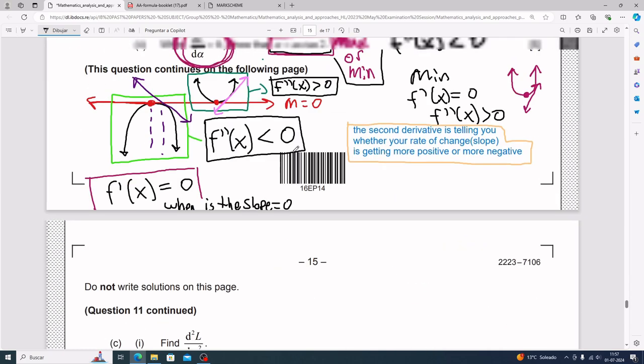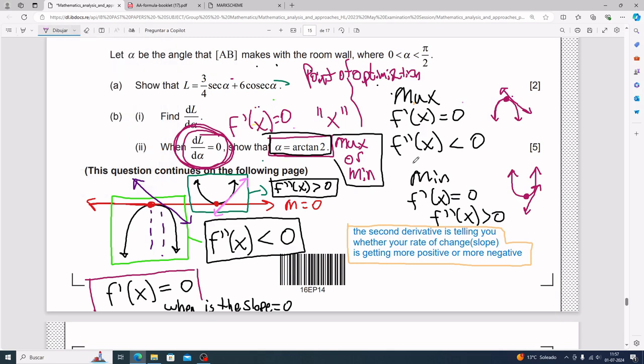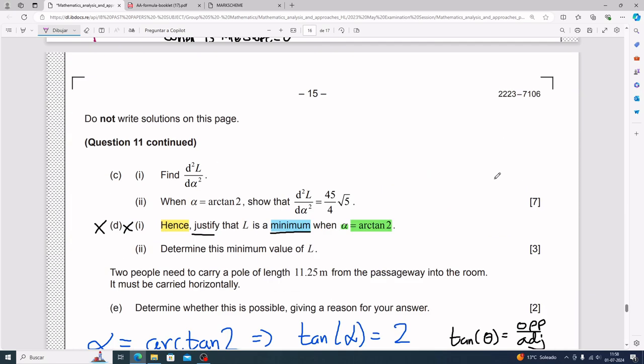The way to justify it is remembering that when you have a minimum, the second derivative has to be positive, because when the second derivative is positive, that means your slope is increasing. And if your slope is increasing one unit over, that means it has to be a minimum, because it's starting to go back up. That makes a lot of sense.